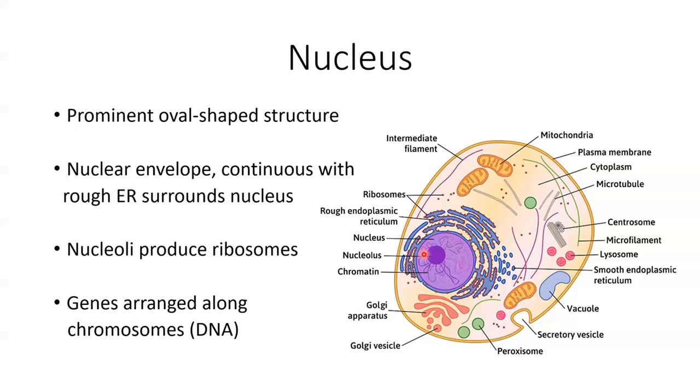Our genes are arranged along chromosomes. So in our human somatic cells, which remember are all of our cells except our reproductive cells, we have 46 chromosomes, 23 from our mother, 23 from our father. Each chromosome is a long molecule of DNA that is coiled together with several proteins. This complex combination of DNA and proteins is called chromatin.